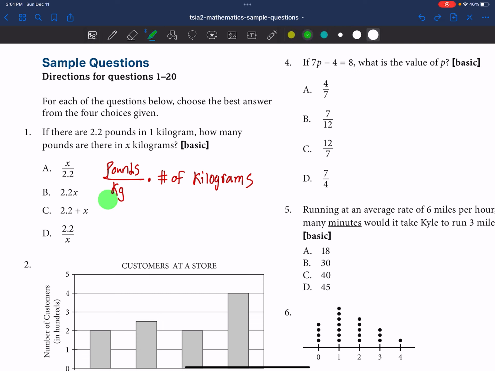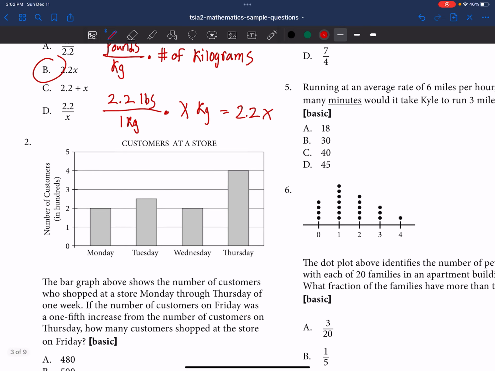Oops, I meant to do the little laser, not the highlighter. This kilograms would multiply with that kilograms. Those units would cancel, and I'd be left with only pounds. So if I think about pounds per kilogram, well, there are 2.2 pounds per 1 kilogram times X kilograms, which essentially equals 2.2x. All right, and so it'd be answer choice B. That's a simple unit conversion question that should be pretty basic to do. Okay, let's move on. Number 2.